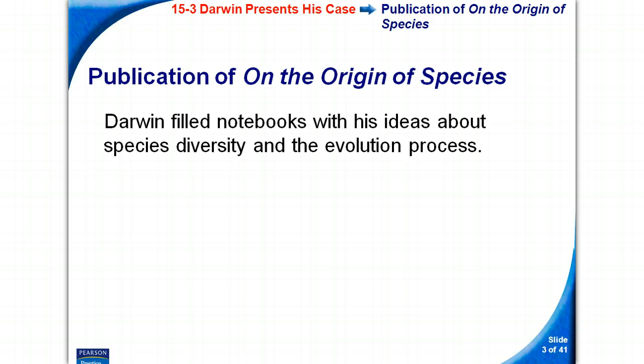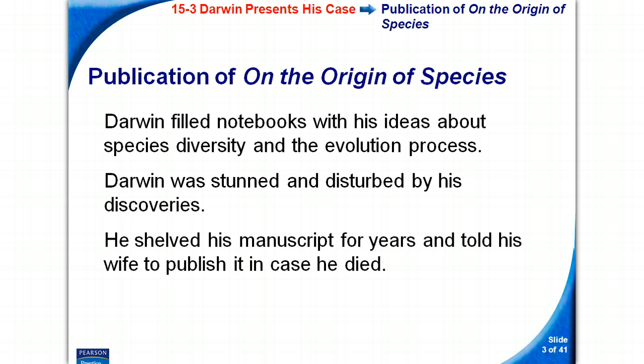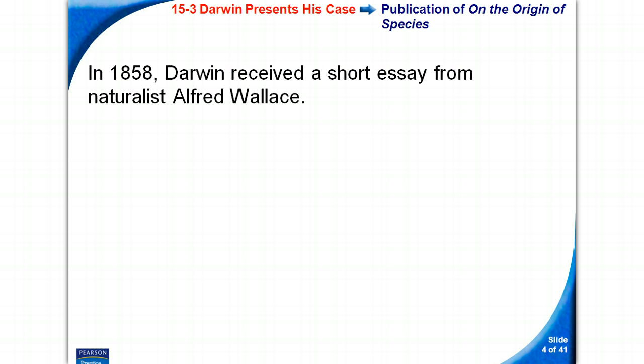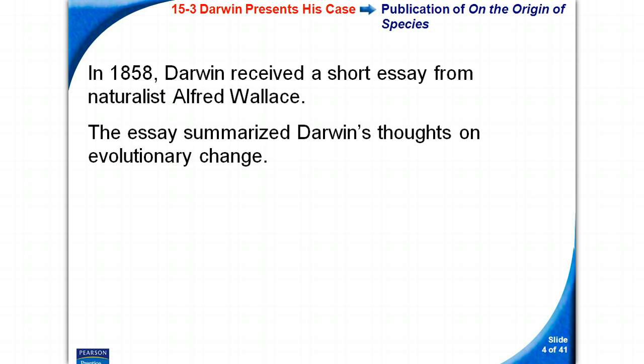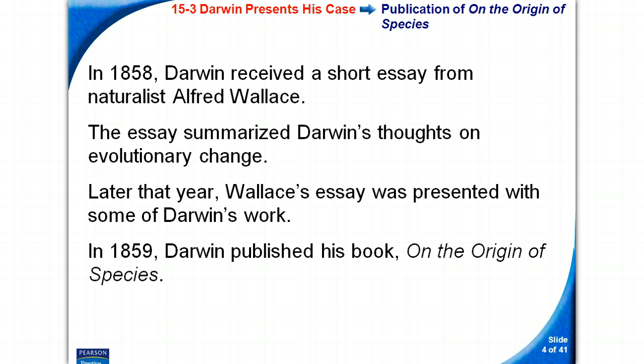Darwin filled notebooks with his ideas about species diversity in the evolution process. Darwin was stunned and disturbed by his discoveries. He shelved his manuscripts for years and told his wife to publish it in case he died. In 1858, Darwin received a short essay from naturalist Alfred Wallace. The essay surmised Darwin's thoughts on evolutionary change. Later that year, Wallace's essay was presented with some of Darwin's work.